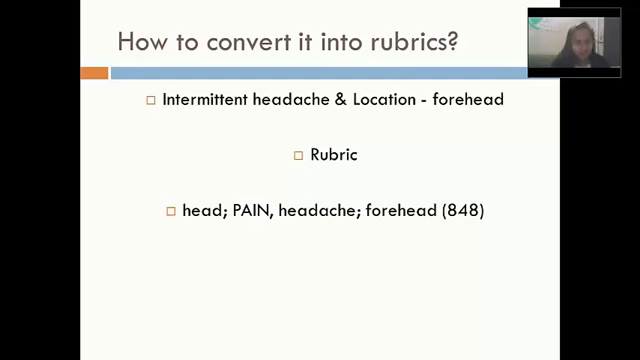So if you go into head chapter, there you will get pain as a rubric, as a chief rubric, and headache as a sub rubric. So head, pain, headache, and forehead. This 848 is the number of remedies it has in this rubric.